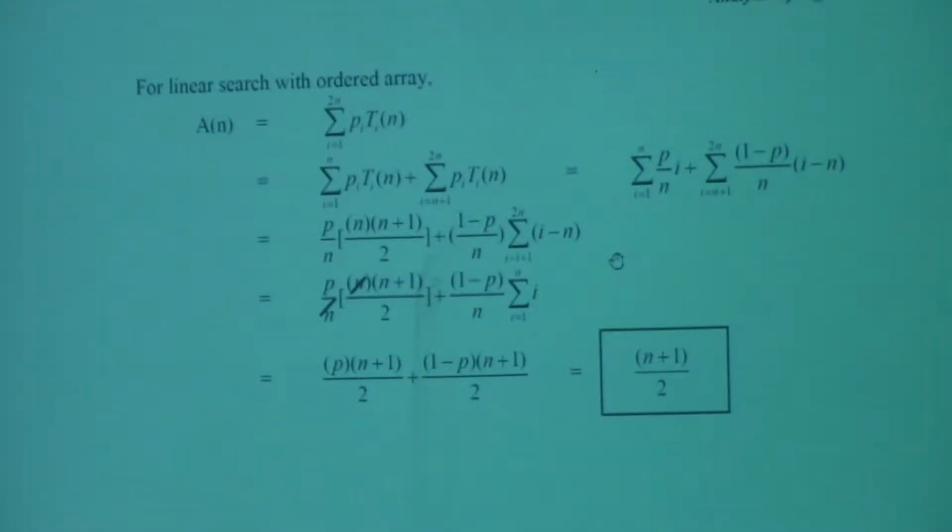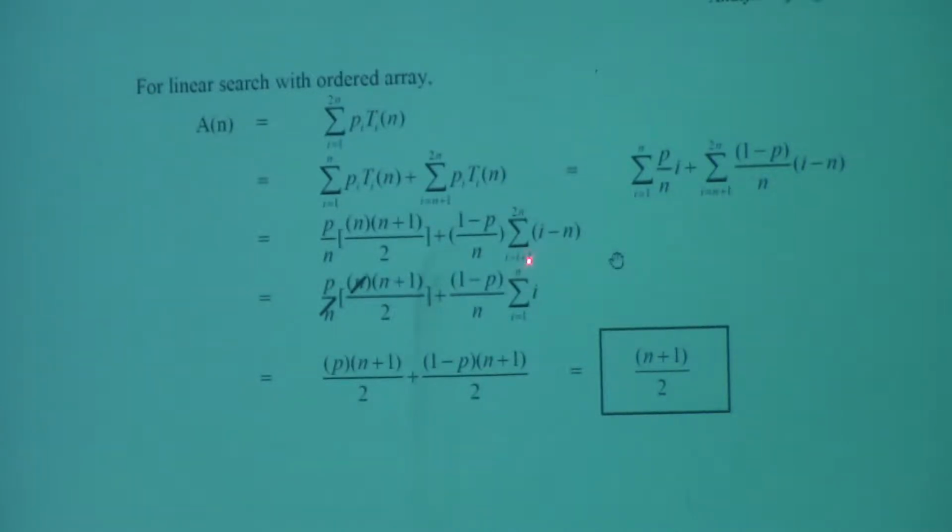How do we change this? Notice that the index of the second term goes from n plus 1 to 2n, and then we change it to 1 to n. How do we change it? Well, let's find out what's going on here. The (1 minus p) over n is no problem at all, because that's just the probability coming out in front of the summation.